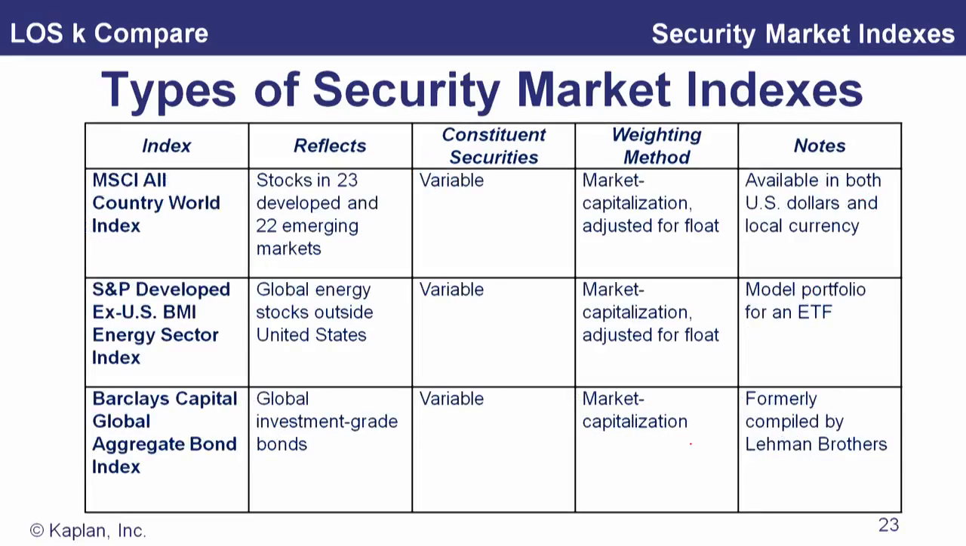Some other ones, the MSCI All-Country World Index, okay, 23 developed and 22 emerging markets. So that's an awfully broad index there. What's their weighting scheme? Market capitalization adjusted for float. Barclays Capital Global Aggregate Bond Index, okay, and that's based on the market capitalization, that is the total outstanding value of the bonds.